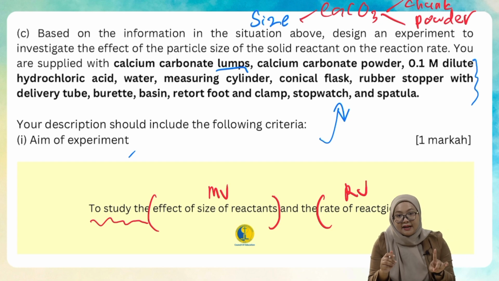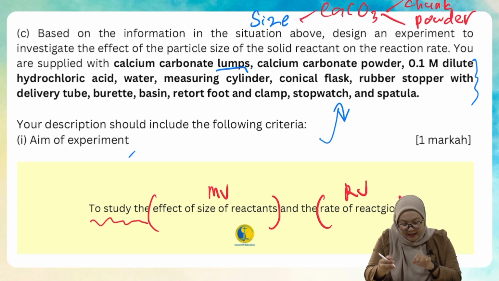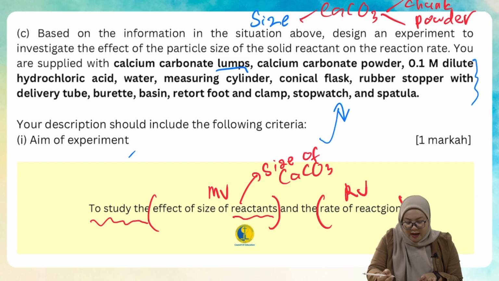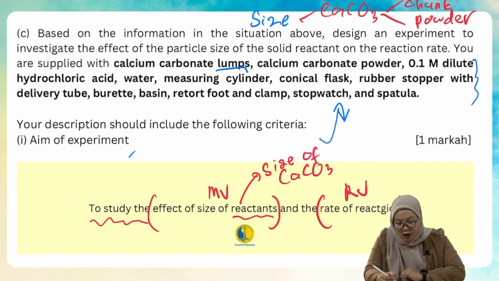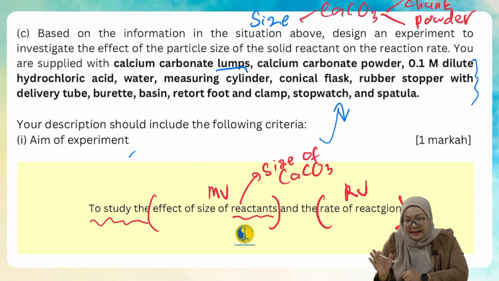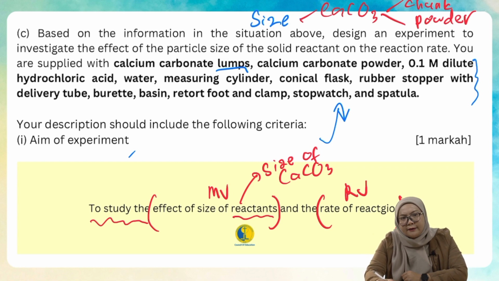To study the effect of the reactant, or you can write to study how the size of calcium carbonate affects the rate of reaction. This is your RV. Just put in your responding variable. Settle, 1 mark for the aim of the experiment. I think this kind of question is actually giving you free marks.